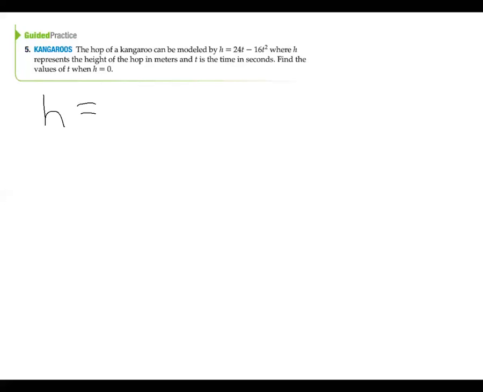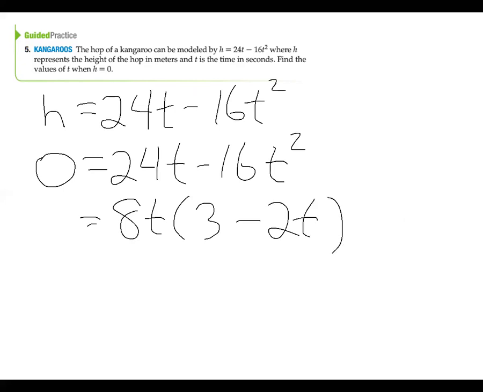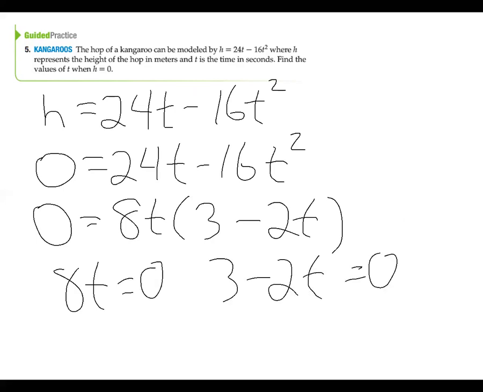All right, so you have your equation. h equals 24t minus 16t squared. Substitute 0 in for h. Now this one you can factor out 8 and a t, so 8t times 3 minus 2t. So you set each factor equal to 0: 8t equals 0, 3 minus 2t equals 0. Here divide by 8, you would get t equals 0 still. Subtract 3, you have negative 2t equals negative 3. Divide by negative 2, this would pop out 3/2 or 1.5.